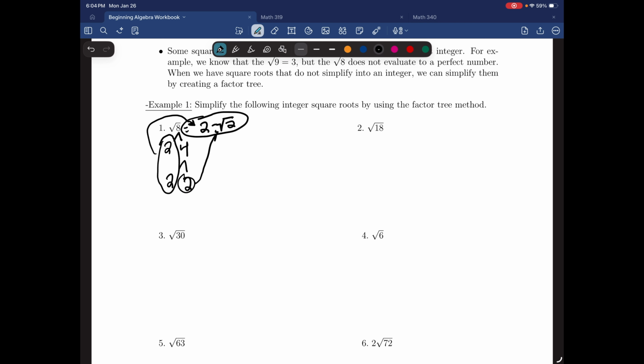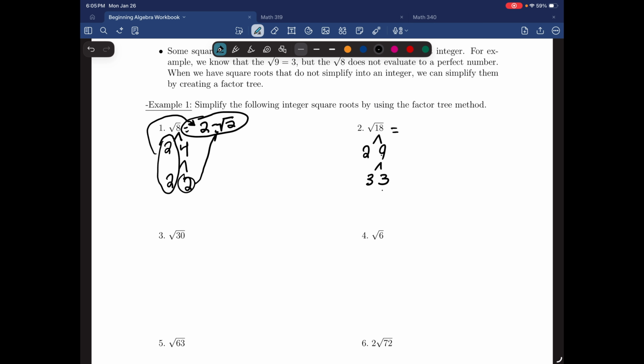So looking at example 2, we have the square root of 18. I'm going to start by creating a factor tree. And because this is an even number, I'm going to divide by 2. So 18 divided by 2 is 9. And then I can also divide 9 by 3, and 9 divided by 3 is 3.